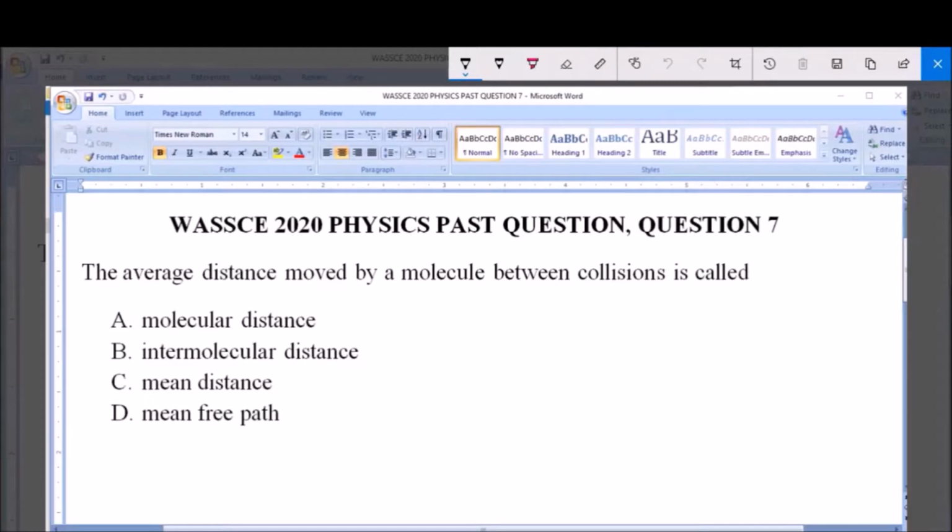I will be answering WAEC 2020 physics past question, question 7. The average distance moved by a molecule between collisions is called A. Molecular distance, B. Intermolecular distance, C. Mean distance, and D. Mean free path.